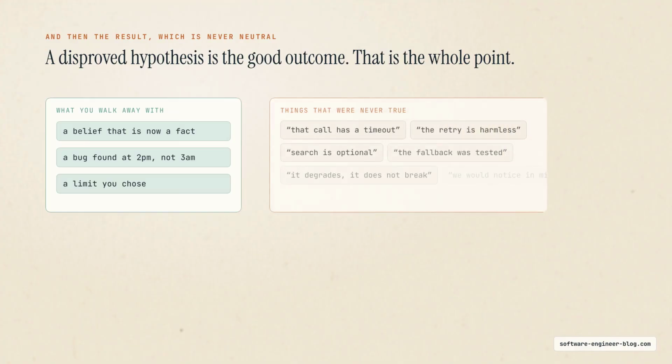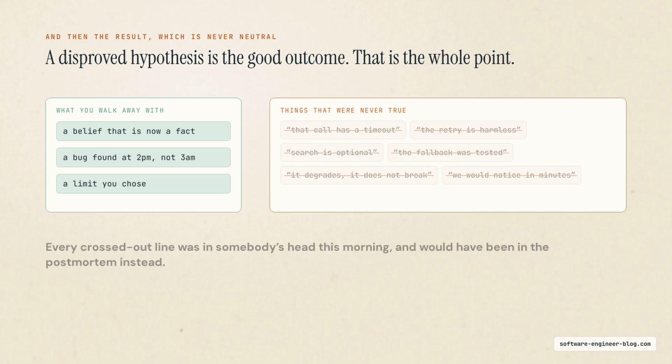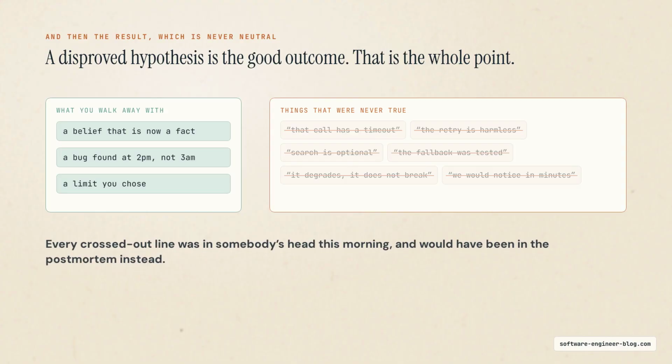On the right, the things that turned out never to have been true. That call has a timeout. The retry is harmless. Search is optional. The fallback was tested. It degrades, it does not break. We would notice within minutes. Every one of those crossed out lines was sitting in somebody's head this morning, and if nobody had run the experiment, they would have been in the postmortem instead.